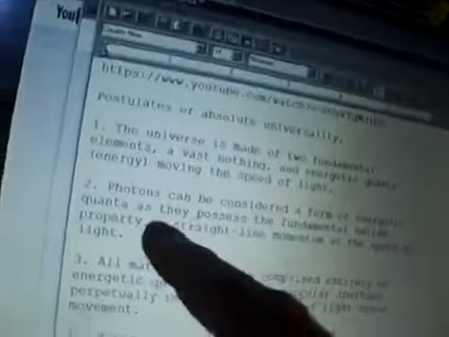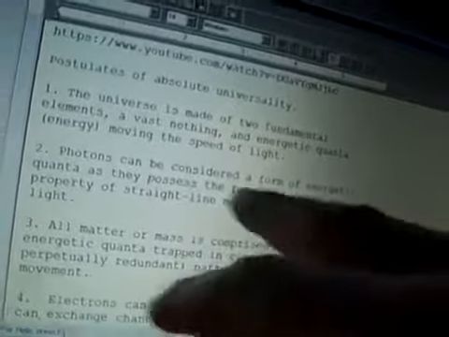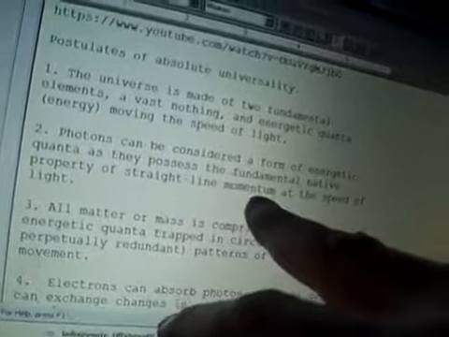The only thing different is its direction. You can't change the speed of a photon, you can only change its direction. Alright, photons can be considered a form of energetic quanta as they possess the fundamental native property of straight-line momentum at the speed of light.